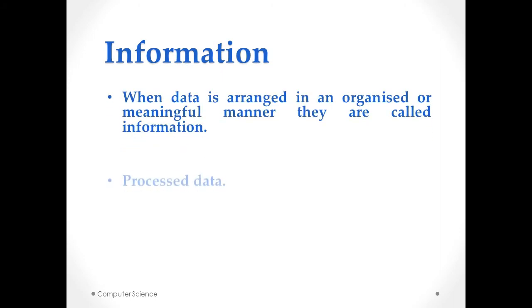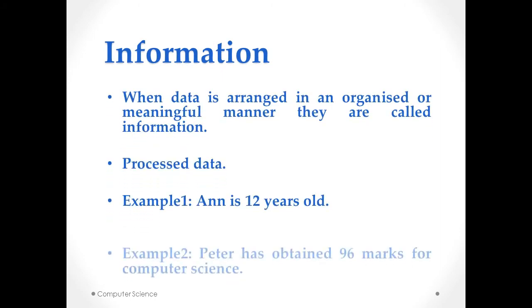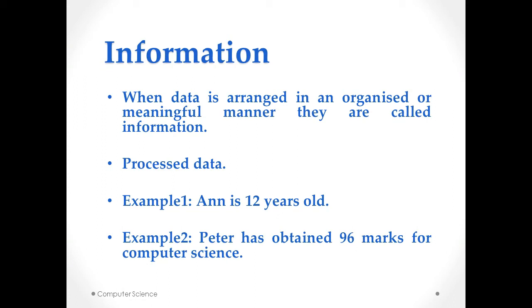What is information? When data is arranged in an organized or meaningful manner, they are called information, or processed data we called as information. As example, Anne is 12 years old. And another example, Peter has obtained 96 marks for computer science. So it gives you some information.